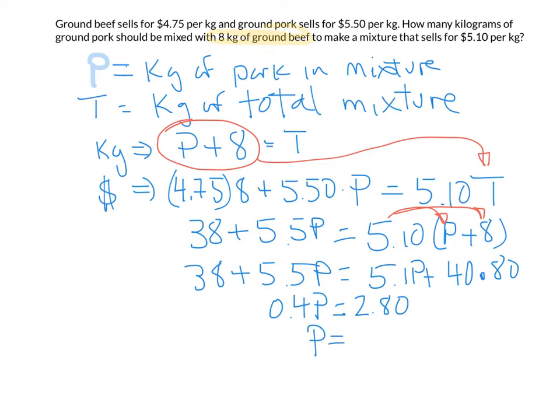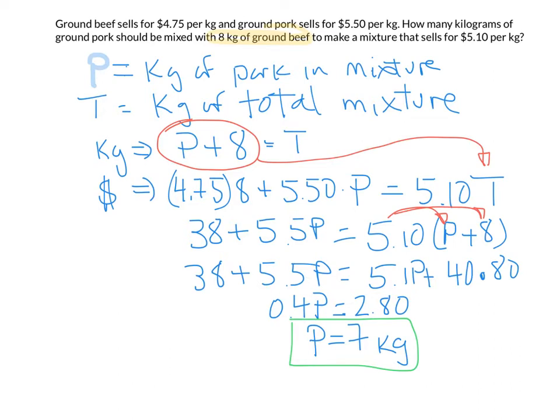So what it says is we should put 7 kilograms of ground pork in there. And if we do that, then we're going to have a total of 15 kilograms of mixture. So you can go back and check for yourself that 7 kilograms at $5.50 per kilogram plus the $38 worth of ground beef should equal the same total amount of money as $5.10 times 15 kilograms, the average price that we're going to sell the mixture for.